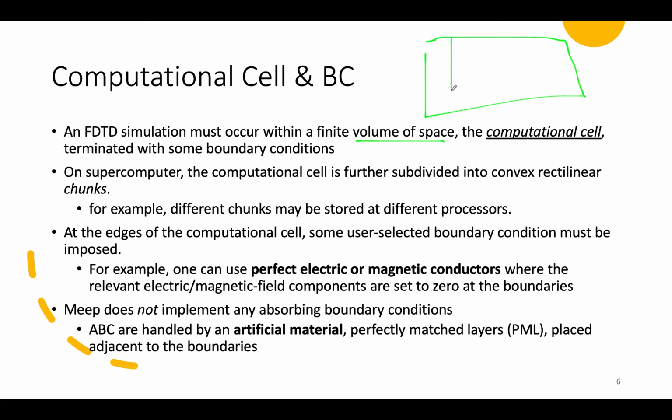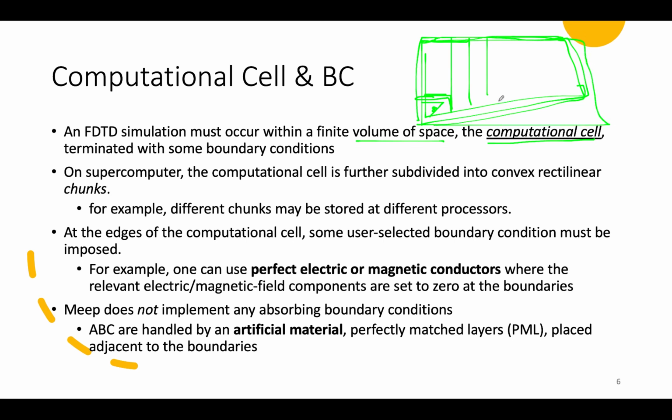And this might be confusing in the sense that we call cells the small parts of the grid. In Meep, by convention, we call the computational cell all the simulation domain that we work on. So in Meep, the computational cell is all the simulation domain, not the single cell. This computational cell is equal to the simulation domain and is also terminated by certain boundary conditions that we can impose.